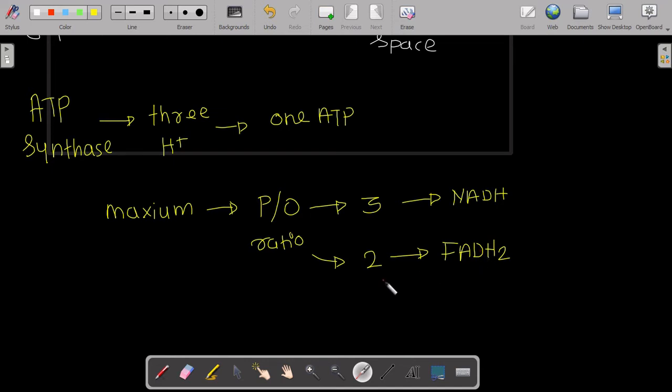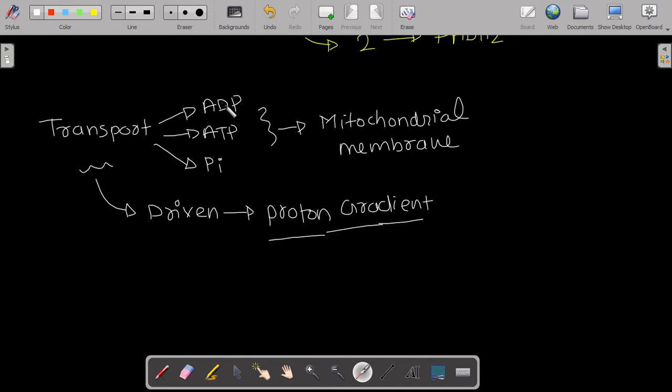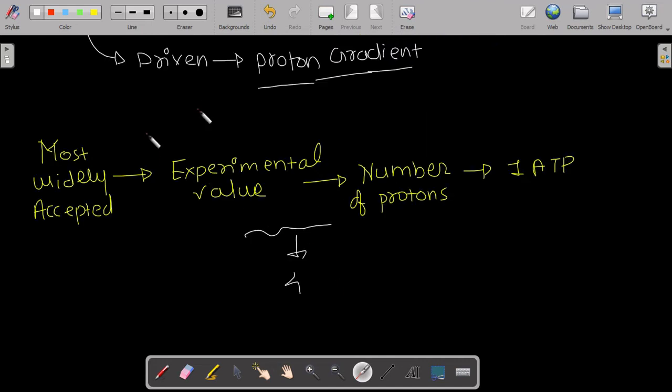Now the transport of ADP, ATP and Pi across the mitochondrial membrane is driven by the proton gradient. The proton gradient is used for the transportation of ADP, ATP and Pi across the mitochondrial membrane. And because of that, the most widely accepted experimental value for the number of protons required for synthesizing 1 ATP is 4. That is, 4 protons are required to synthesize 1 ATP. That is the most widely accepted experimental value.